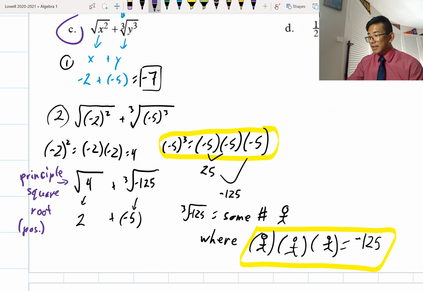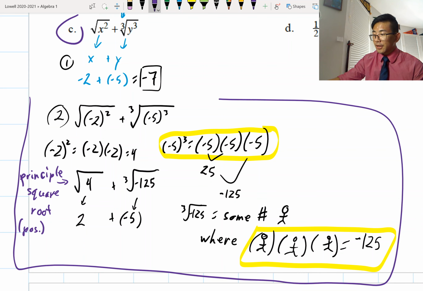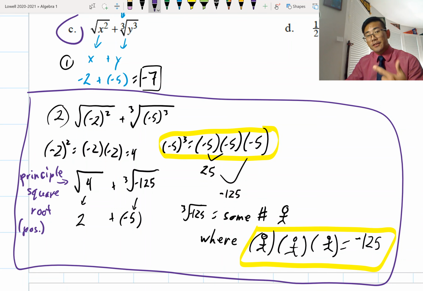So actually, this is what we want right here. And so our final answer should be negative 2 plus 5, or negative 3.